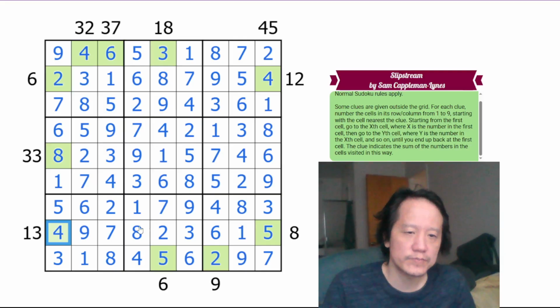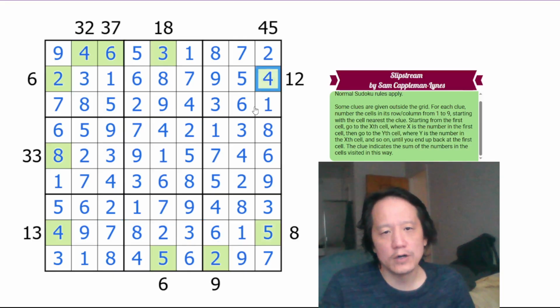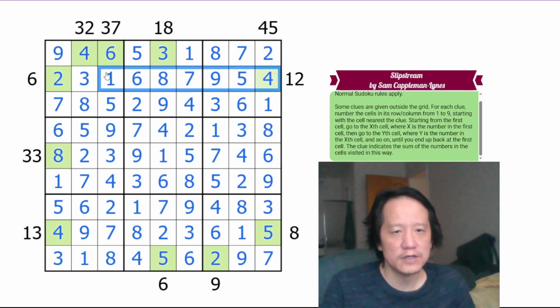4 plus 8 plus 1 is 13. 5 plus 2 plus 1 is 8. 5 plus 1 is 6, goes back to fourth. 2 plus 6 plus 1 is 9. We already did this one. 4 to 7 to 1 is 12.